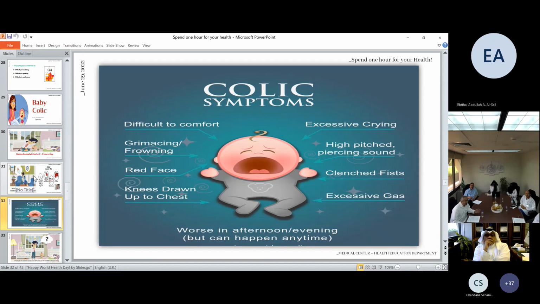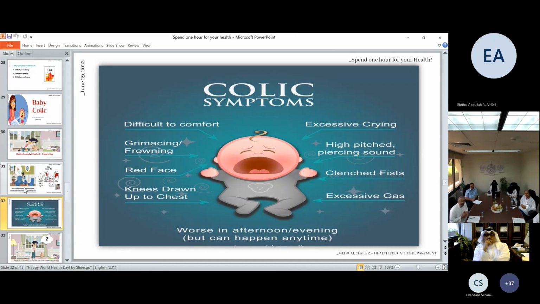It is one of the definitions of crying in a normal baby. It happens in 20 to 30% of babies, we are talking about infants. Usually it starts at the age of 2 or 3 weeks, reaches its peak at 6 weeks, and usually disappears at the age of 3 to 4 months maximum. How to know this type of colic? By its symptoms: a high-pitched cry, the baby is difficult to comfort, a red or flushed face, the knees drawn up to the chest, and excessive gas.